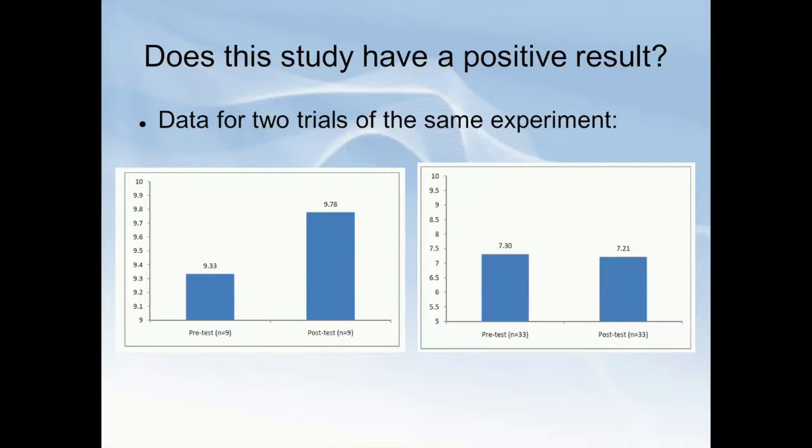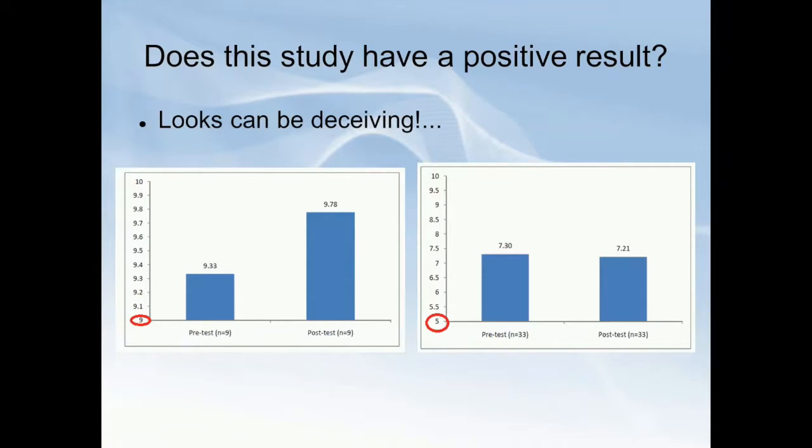Let's start by taking a look at a set of graphs. Take a few minutes to notice the similarities and differences between these two graphs. Hopefully, you noticed that the y-axis on the graphs are drastically different. On the left side, the y-axis only changes from 9 at its lowest to 10 at its highest. However, on the right side, the y-axis changes from 5 at its lowest to 10 at its highest. This makes the change in the pre-test to the post-test look huge on the left side while very small on the right side.